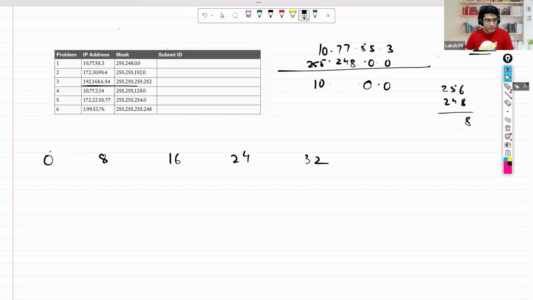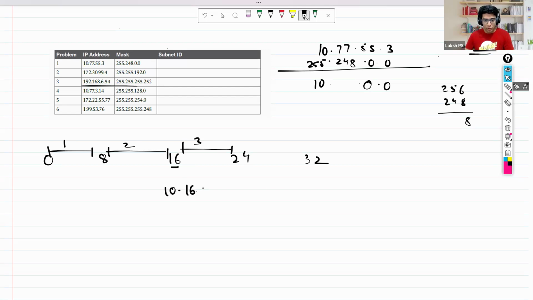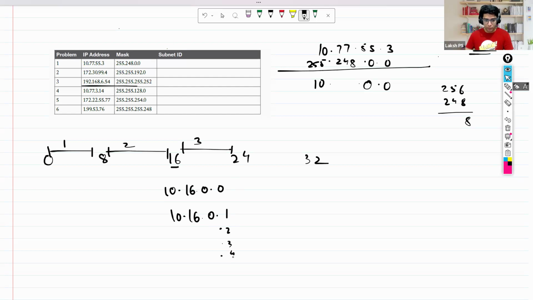So this is the first subnet, this is the second subnet, this is the third subnet. So we have found the third subnet. Our third subnet will start from 10.16.0.0. And he said, find out the fifth IP address. So it will be 10.16.0.1, 0.2, 0.3, 0.4, 0.5. 1, 2, 3, 4, 5.